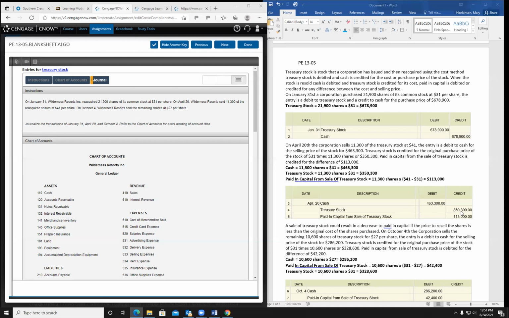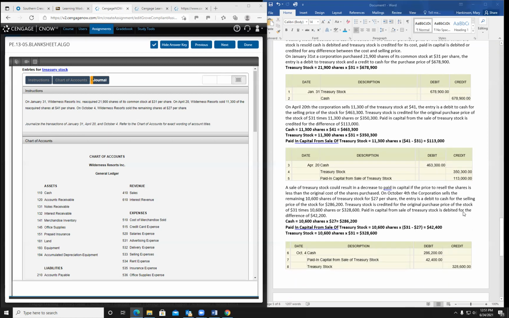That is going to give us a paid in capital excess from the sale of the treasury stock. And so, again, this math is the same. I personally just take the difference between the sell price and the purchase value price, and that tells me what the paid in capital is going to be. And that's going to, again, be a credit.